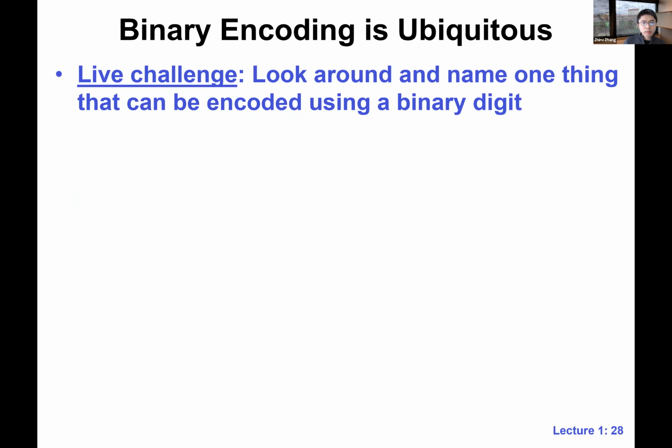And I also actually want to turn this into a sort of live challenge to you guys. Just want to make sure that I convince you guys that this is indeed something very useful, very ubiquitous, right? That even though we only have 0, 1, in fact, I believe that you can find such binary encoding just around you. Can you guys just look around your room and name one thing that can be encoded using binary digit?